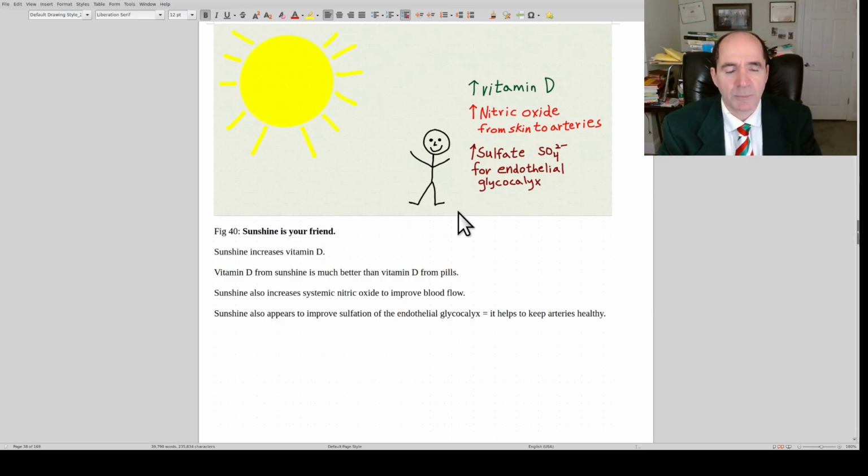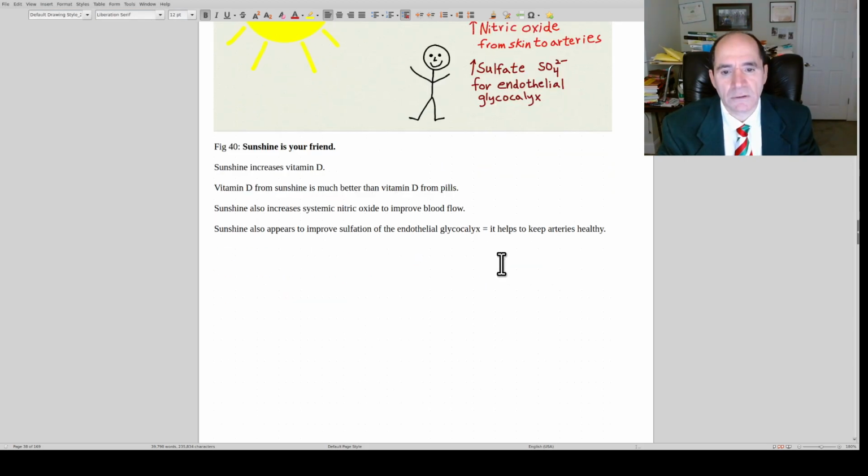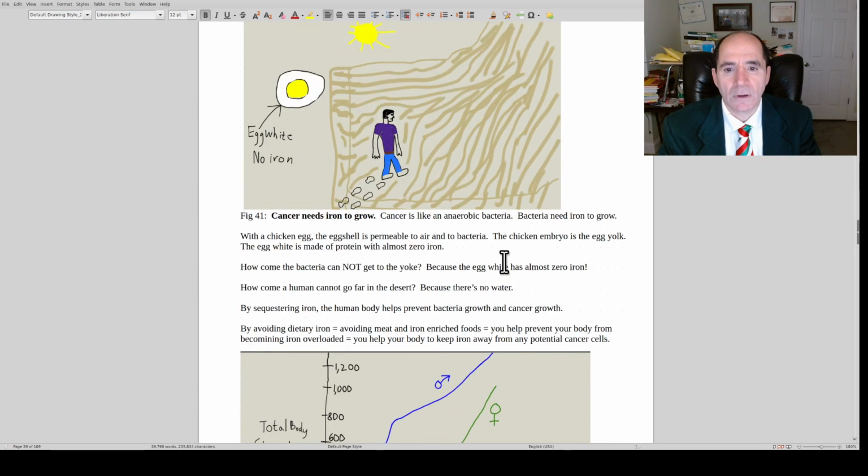This is just a quick picture of how sunshine helps you. We talked about it. It increases vitamin D, which is good for your immune system function, increases nitric oxide, and increases sulfation of your endothelial glycocalyx. That's all good.